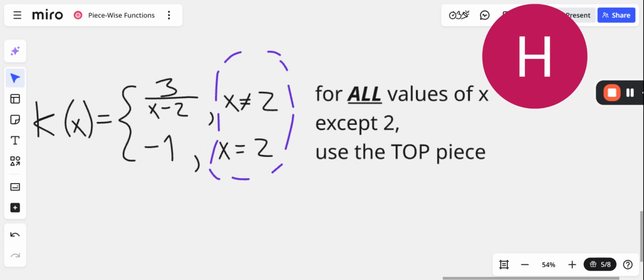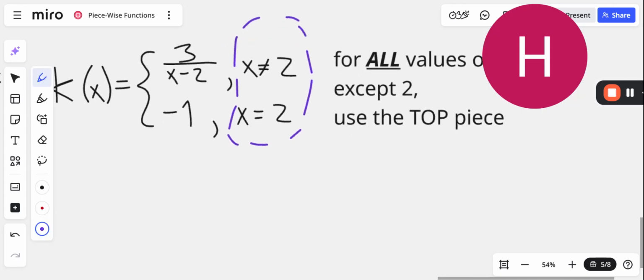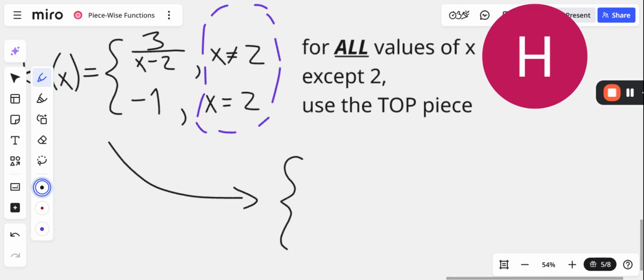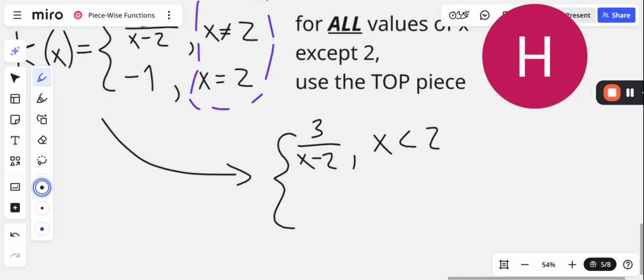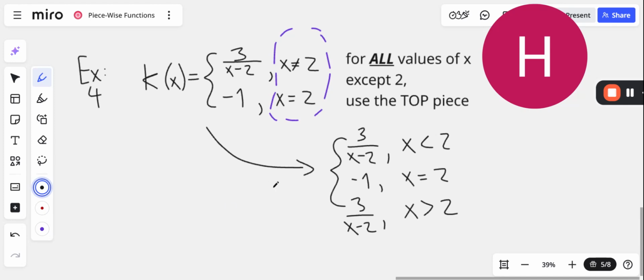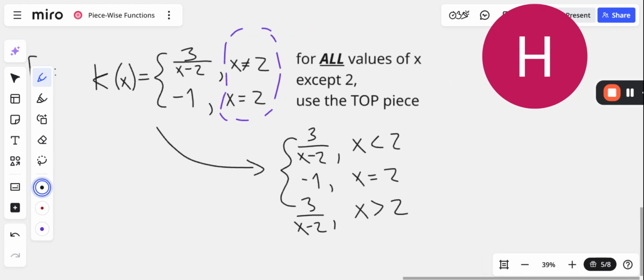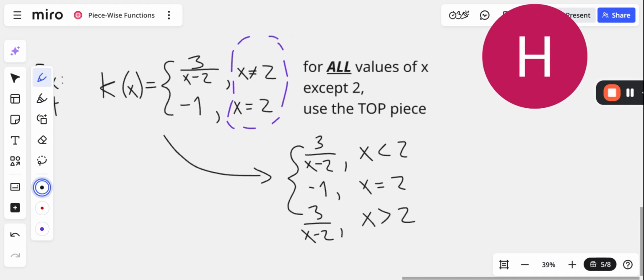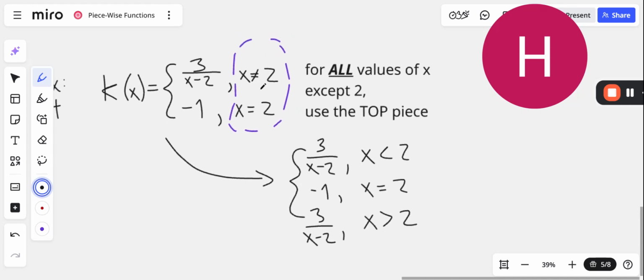You could break it up, but you really don't have to. I'll show you what it looks like just so that you can see a little bit more detail if I wanted to use inequalities. I could say it's 3 over x minus 2 whenever x is less than 2. It's negative 1 whenever x equals 2. And then again, it's 3 over x minus 2 whenever x is greater than 2. But as you can see, that takes more time, takes more space, and it's really unnecessary. We can just indicate that everywhere except 2, this top piece is valid, okay?